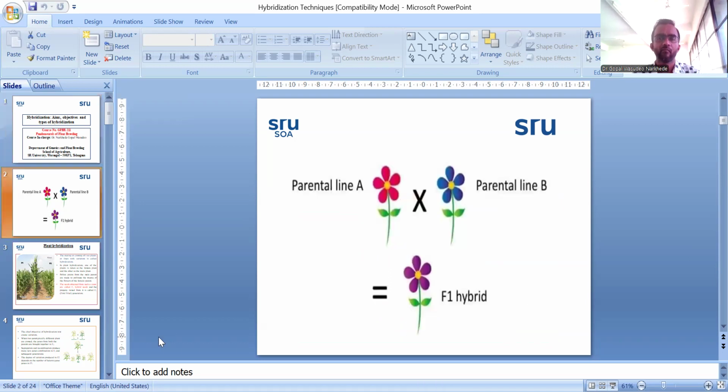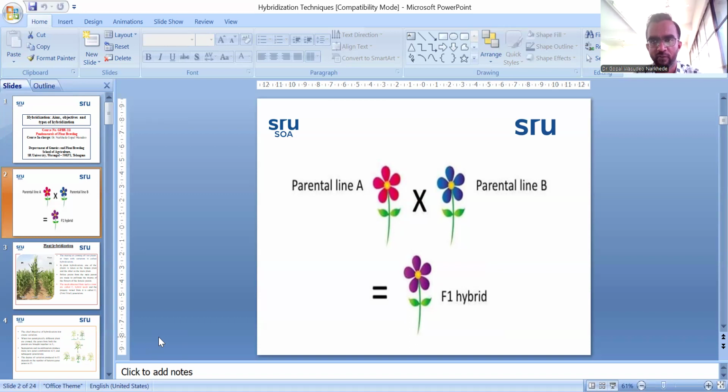Here, as we can see, parental line A is crossed with parental line B for the production of F1 hybrid. This is one of the objectives of hybridization, the production of F1. For the production of F1, there are different criteria for selection of parents. There are some criteria for designation of your parent as male and female. Are there any methodologies for emasculation?